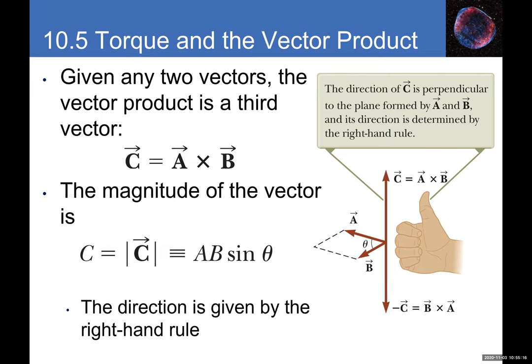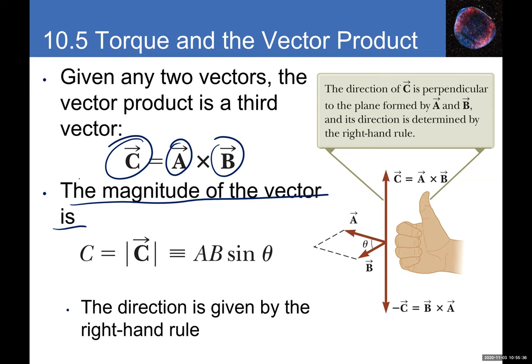Now think like this. Let's say you have two vectors, A and B, and you're doing the cross product, okay? So A cross B. Well, the magnitude of the resultant vector, in this case let's call this C, when you do a cross product of A cross B, you're getting vector C.